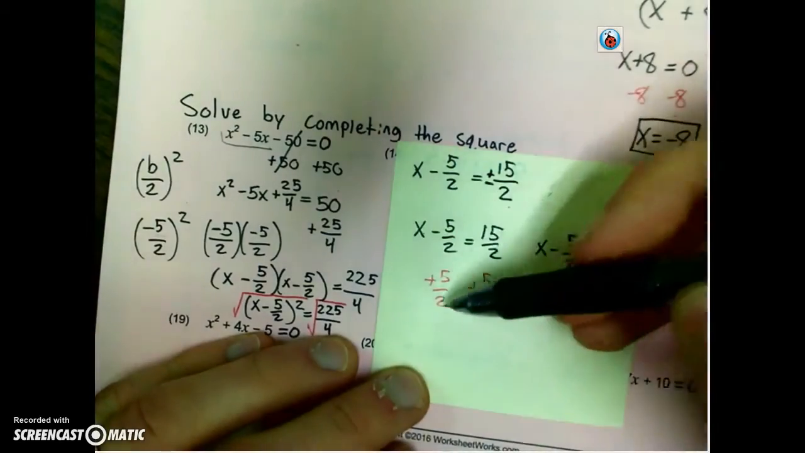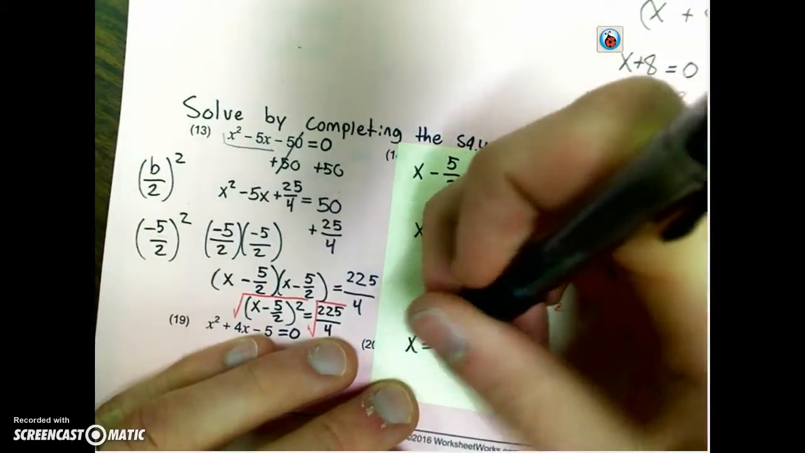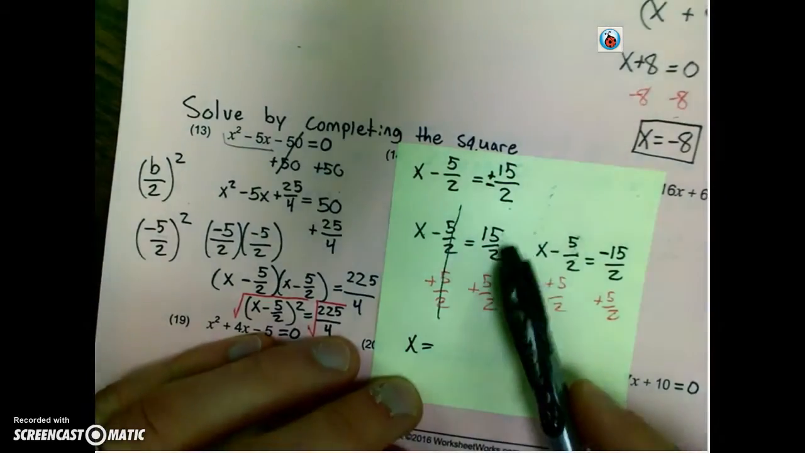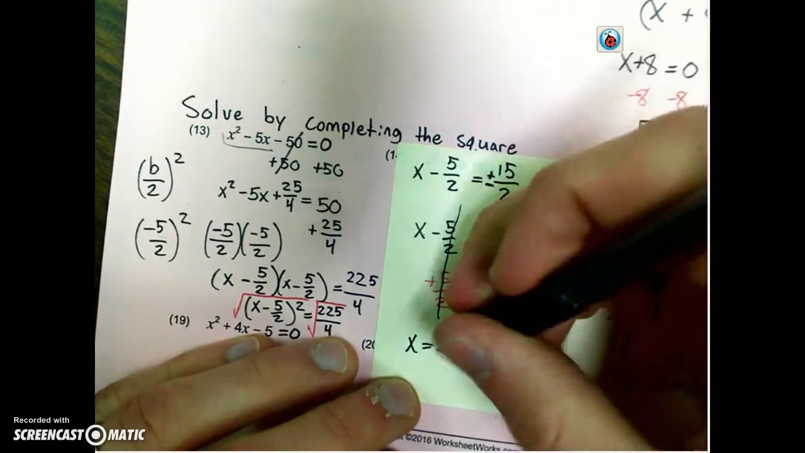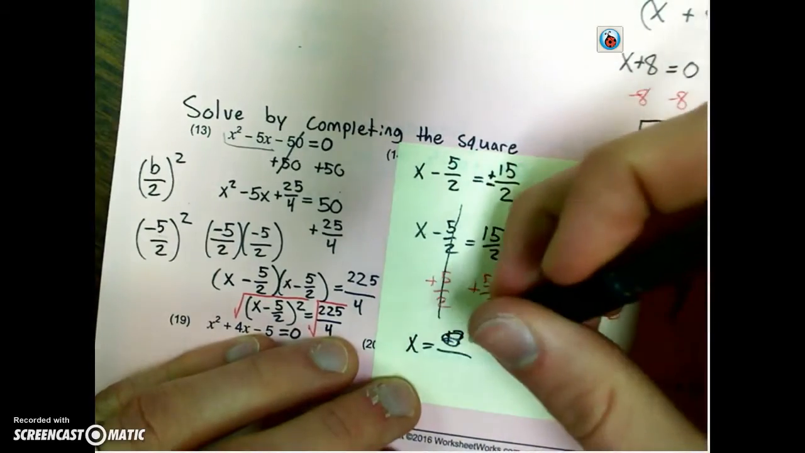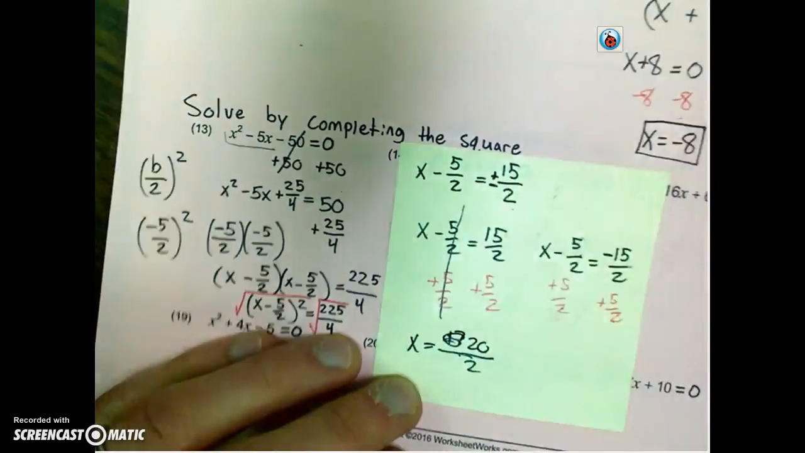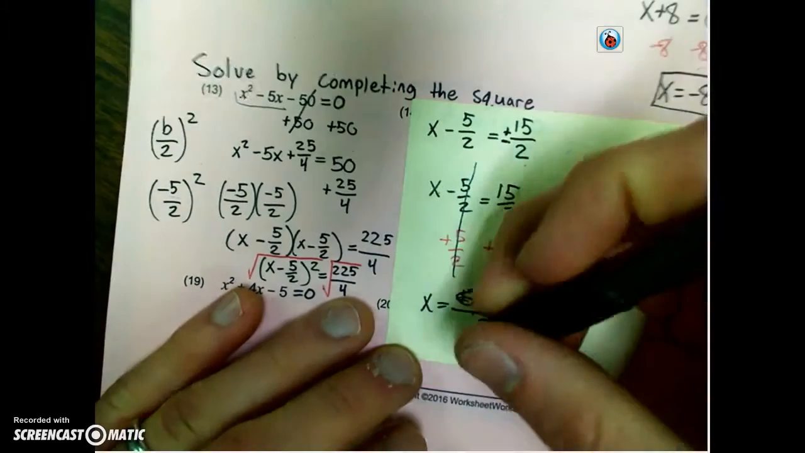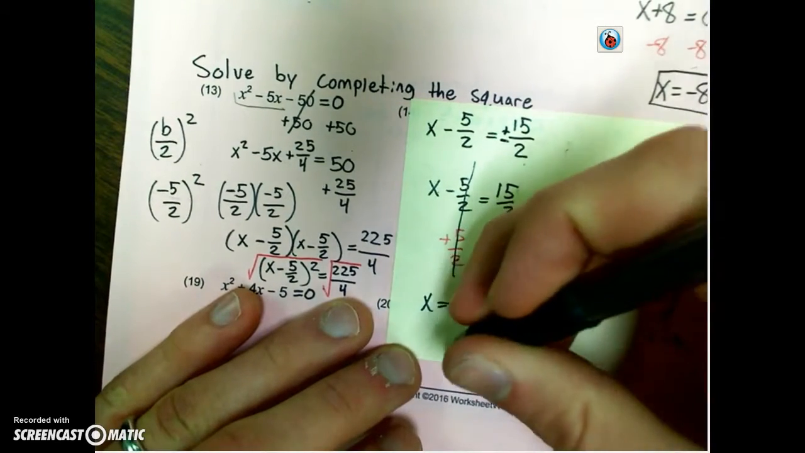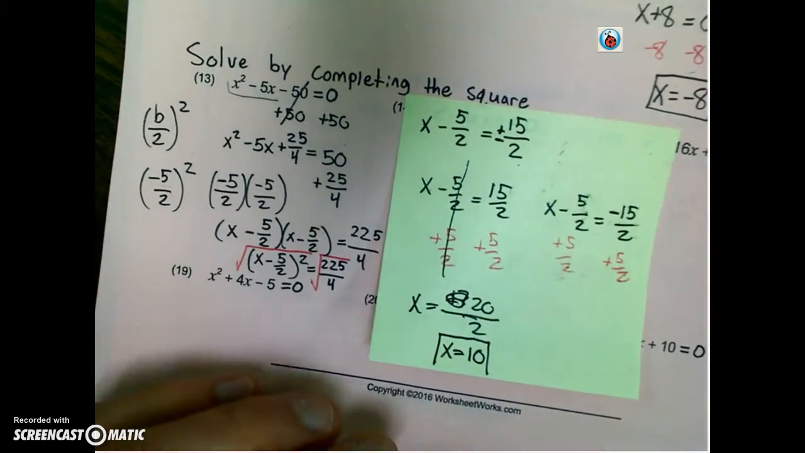All right. So these are opposites. They'll cross off. So one of our x's is going to be equal to, well, think about it. 15 over 2 plus 5 over 2. They already have the same common denominators. 15 plus 5 is a 20. So we have 20 over 2, right? 15 plus the 5 gives us a 20. 20 divided by 2 tells us that one of our answers is going to be a 10.